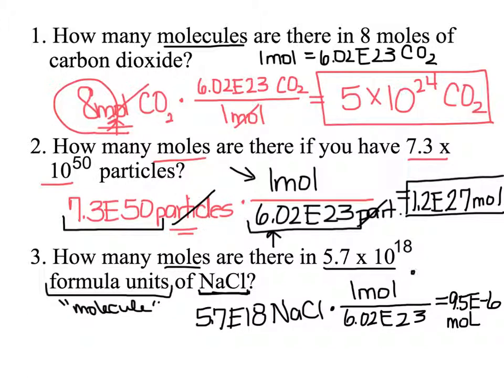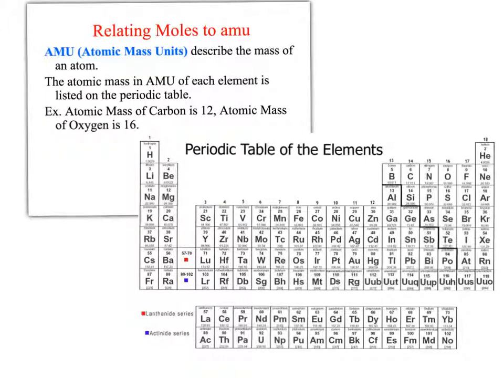That's not a negative number, remember. What that means is we have 0.000009 5 moles. It's just a really small number. So that would be our answer. Okay, so now we're going to look at a different aspect of moles.